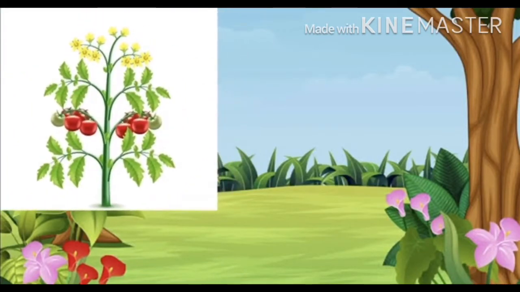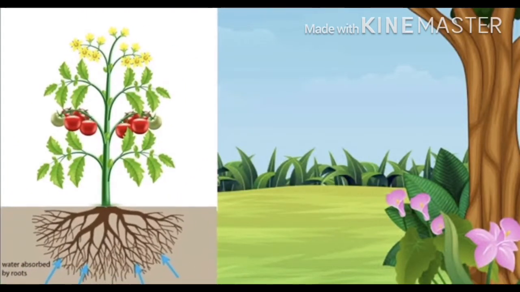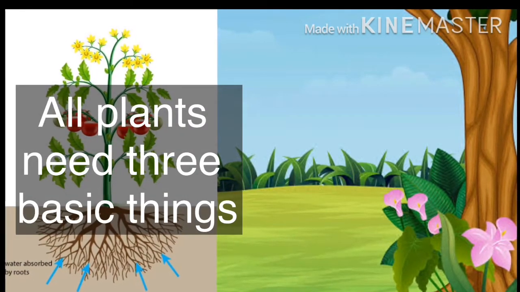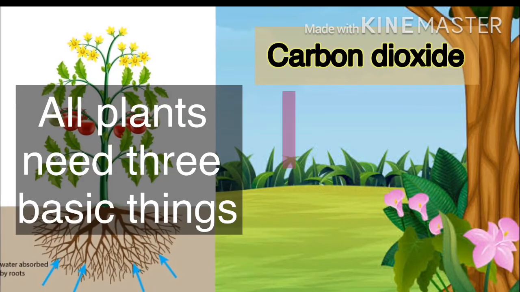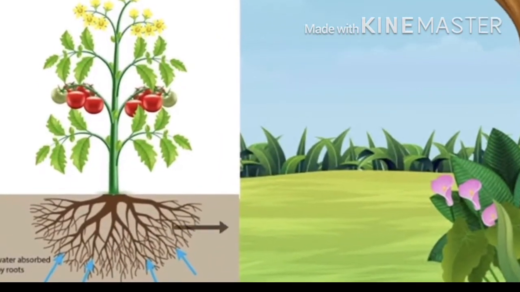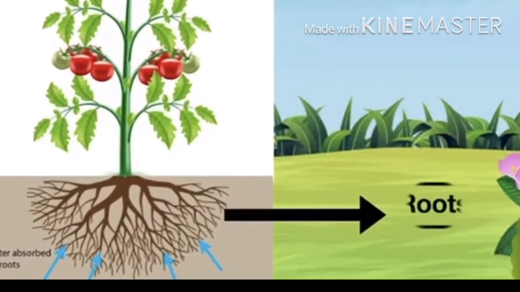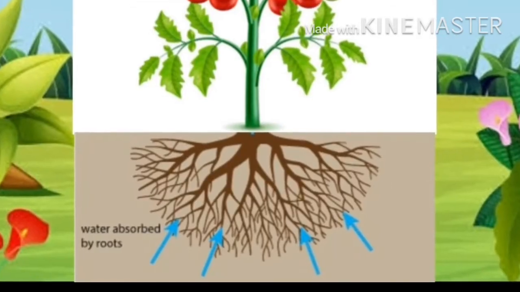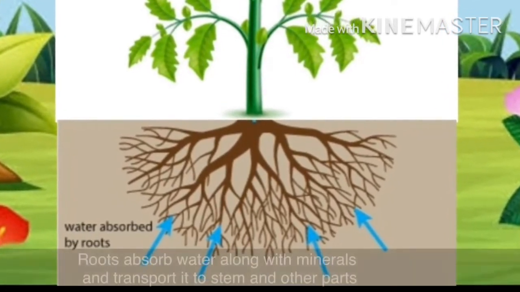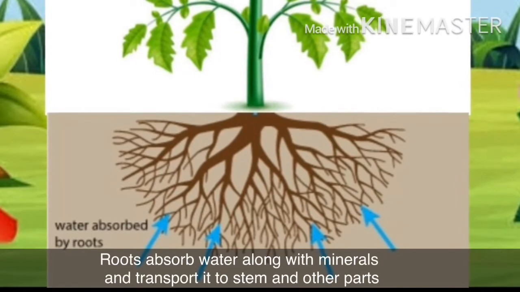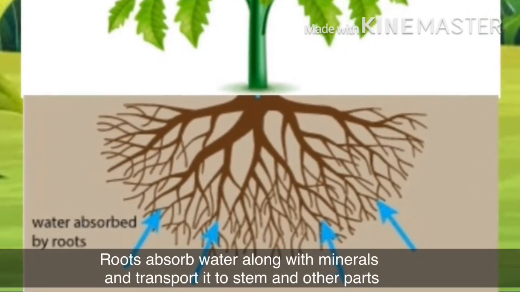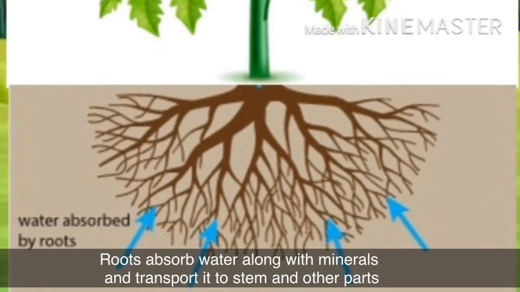See, this thing is a plant here. Any plant needs three basic things. That is carbon dioxide, sunlight, and water. Now, which part of the plant? Right. Like we have seen earlier, it's the root of the plant that helps extract water from deep under the soil, and also the roots transport this water along with some minerals down to the stem and the leaves and the rest of the parts of the plant.